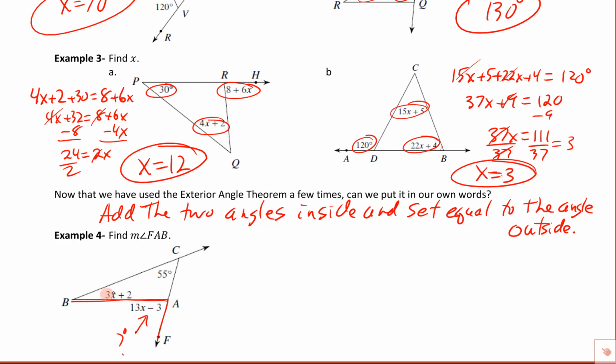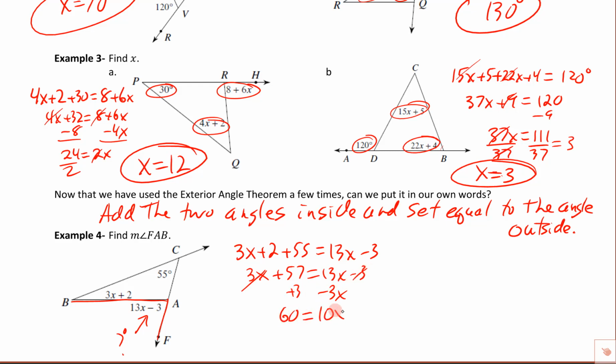So if we go through and set this up the way we've talked about, we take the 2 angles on the inside. I'm sure that indicates this angle B right here. We're going to take 3x plus 2 plus 55, and set it equal to the 1 on the outside, that exterior angle, so 13x minus 3. So this is 3x plus 57 equals 13x minus 3. I'm going to move the 3x by subtracting 3x. I'm going to move that by adding 3. So we end up with 60 on this side, and we end up with 10x over here. If we divide both sides by 10, then we end up with x equals 6.